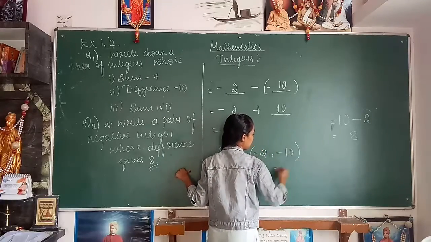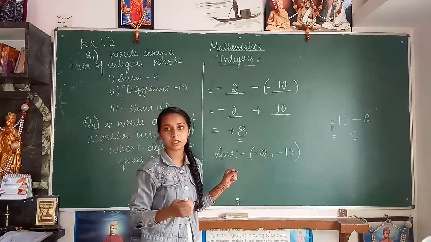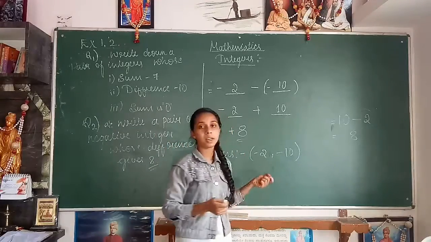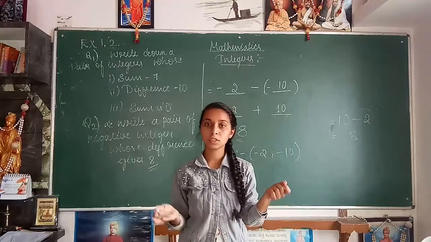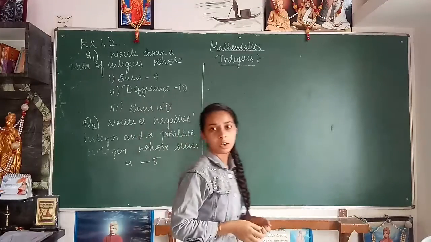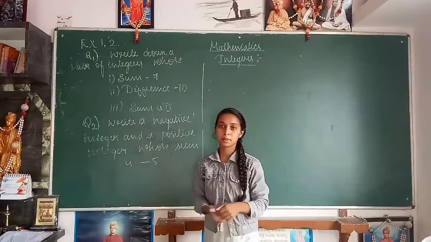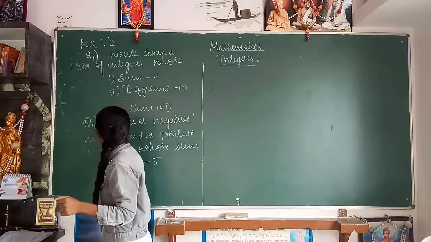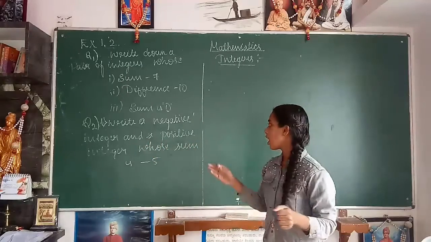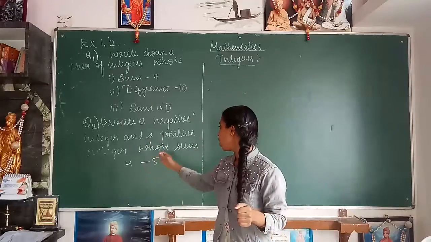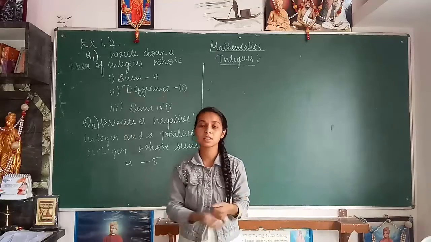The result of these two, the difference, is plus 8. So shall we move on to sub question B? Okay students, listen here. Question number 2, sub question B: write a negative integer and a positive integer whose sum is -5.